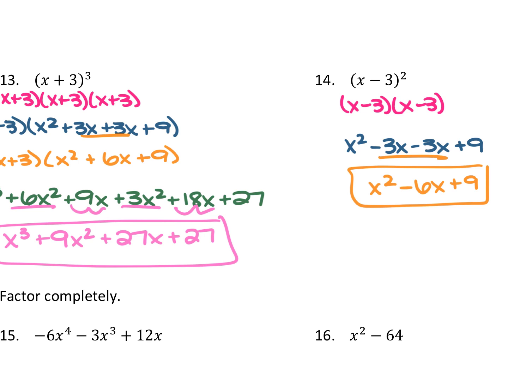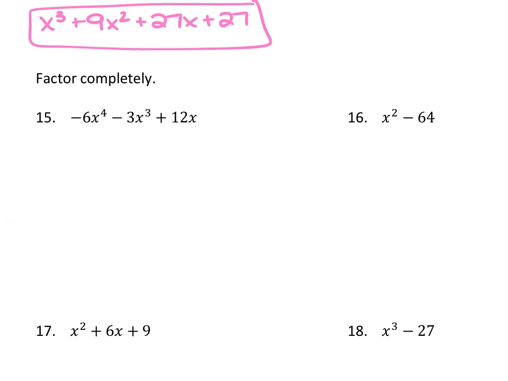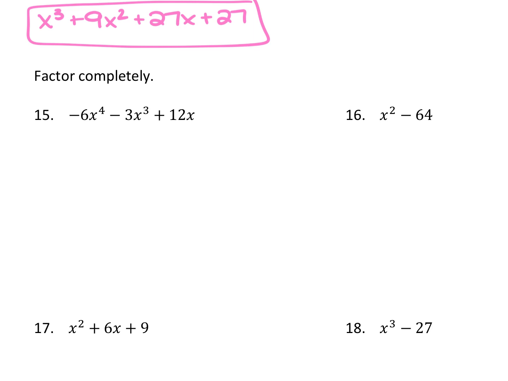Your last section tells you to factor completely. For 15, you have negative 6x to the 4th power minus 3x cubed plus 12x. Because that first term is a negative, you're going to factor out that negative. Then the greatest common factor is 3x. So that's going to give us negative 3x times 2x cubed plus x squared minus 4.